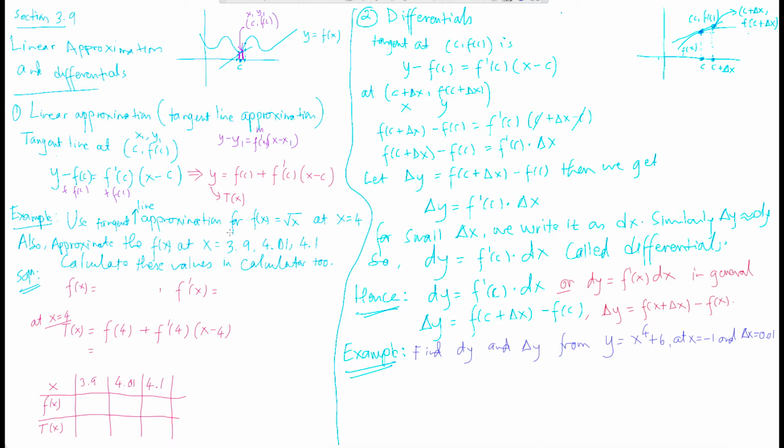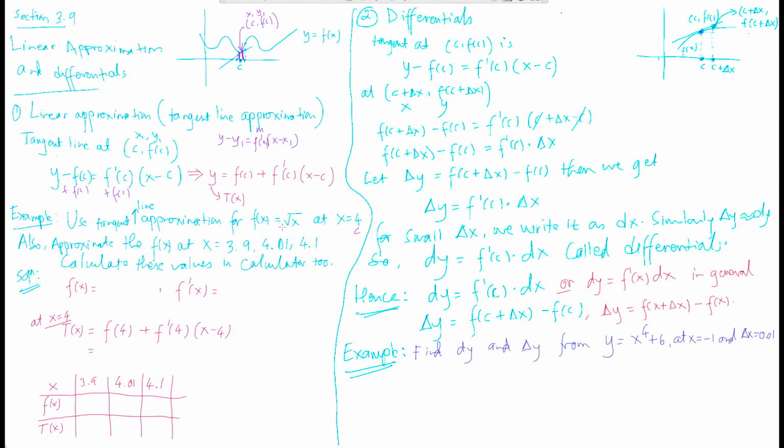Okay, let's see one example. Use tangent line approximation for f(x) equals root x. This is the function, f(x) equals root x at x equals 4. So this 4 is basically the c, right? Also approximate the value of f(x) at x equals 3.9, 4.01, 4.1, and so on.